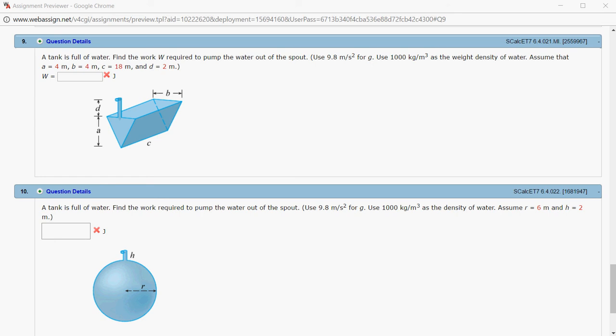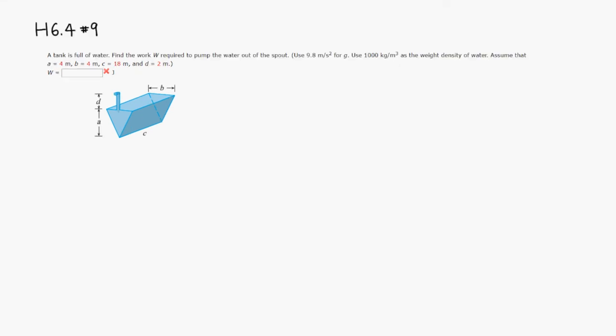Okay, let's look at homework 6.4, problem number 9. This triangular cylindrical tank is full of water, and we're going to pump all the water out, and we want to know how much work is required to do that. Alright, so let's do that.